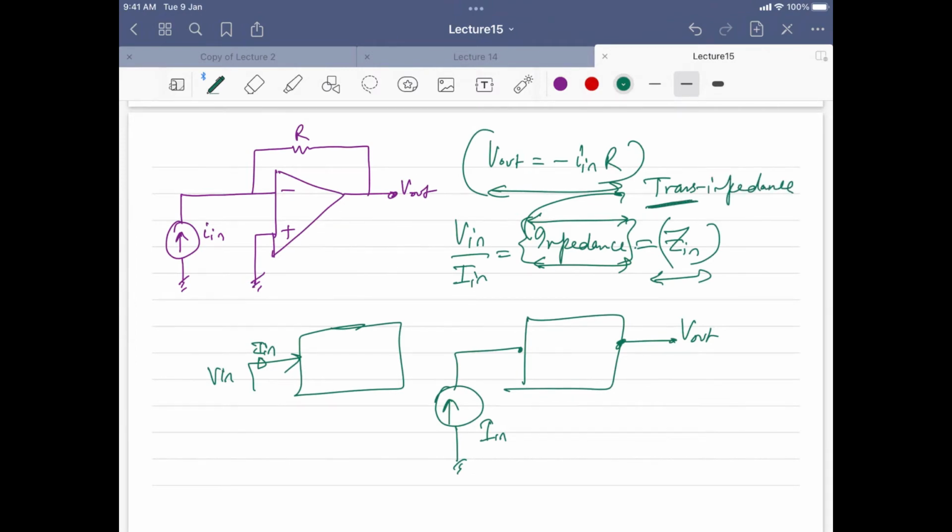Trans is coming because you are actually taking output here, but you are applying input here. In this case, you are applying input here and measuring the output also here. So that's why we call it impedance. Trans impedance means you are calculating voltage at the second port, but inputting in the first port. That's why this trans comes into play. Okay.